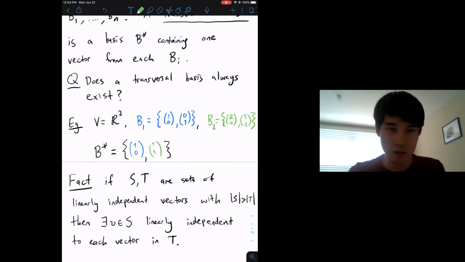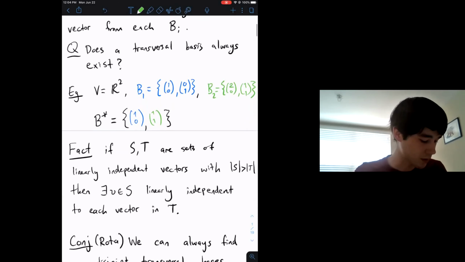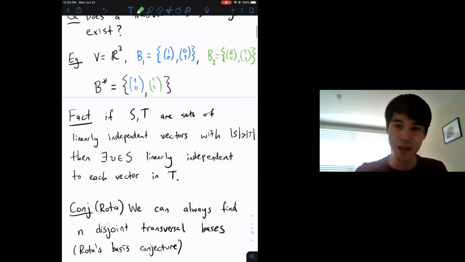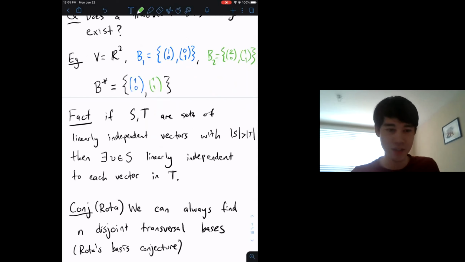Okay, so a transversal basis always exists, and maybe a second question is, is there more than one transversal basis? How many exist? That's the direction Rota was thinking about maybe when he made his basis conjecture. Rota's basis conjecture says that in this setting, you can always find n disjoint transversal bases. Yeah, n is the most you could possibly hope for, clearly, because there are only n squared vectors. Each basis has n vectors. If you want them to be disjoint, you can't do better than this.